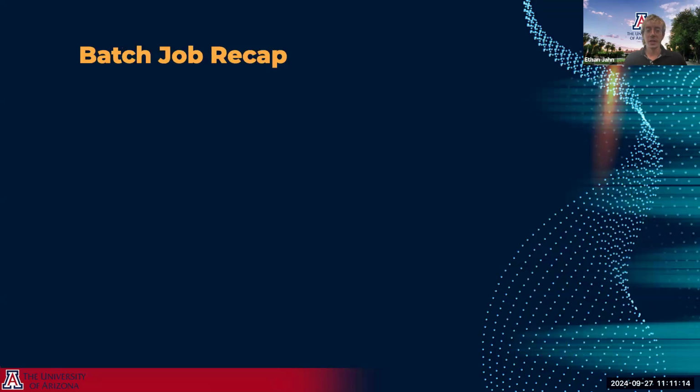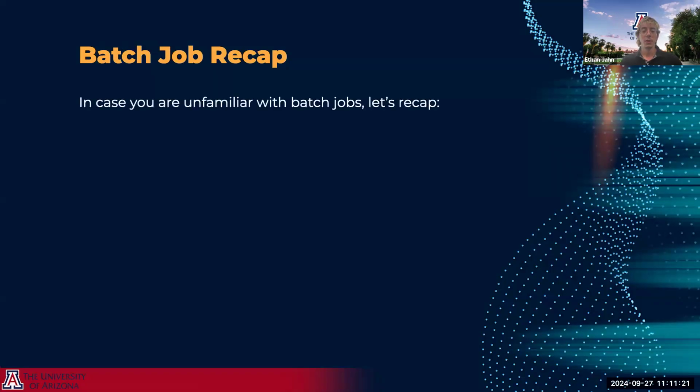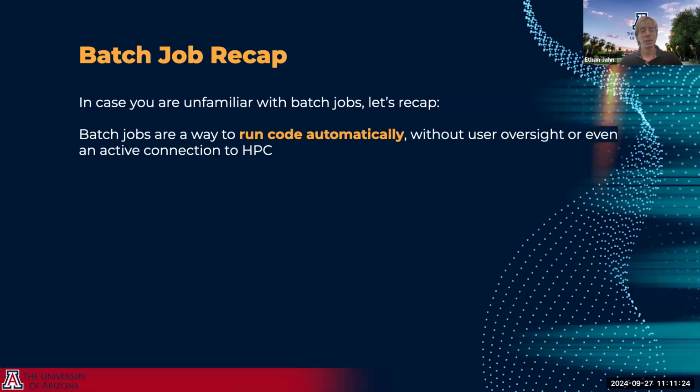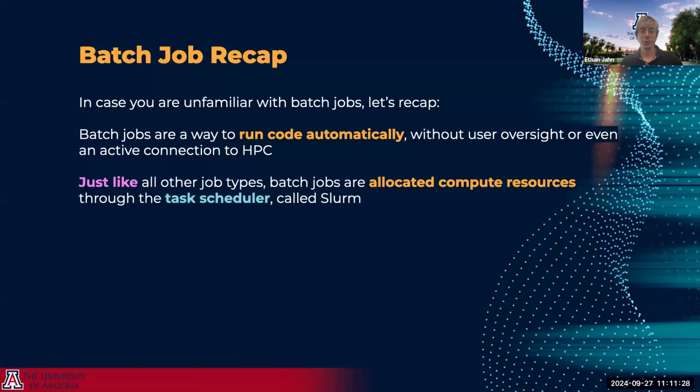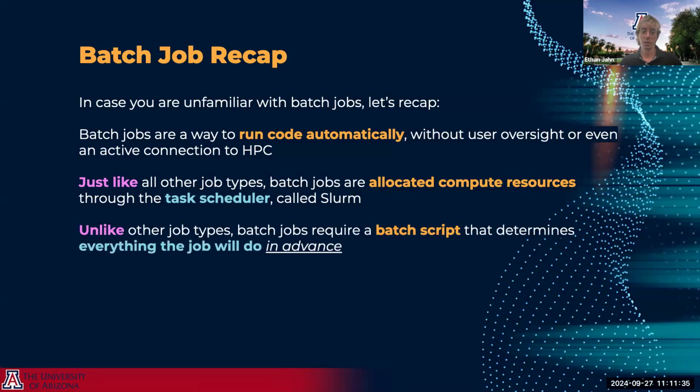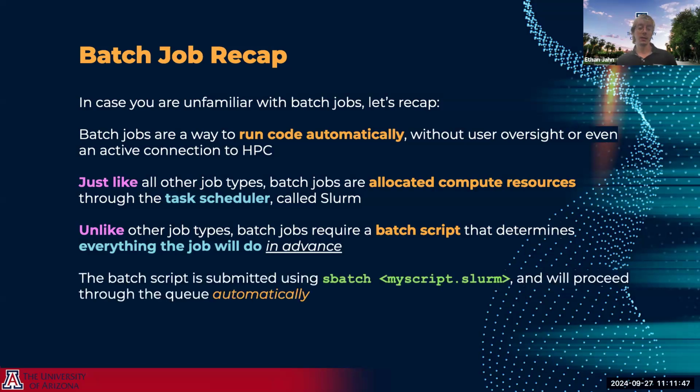So just as a quick recap of batch jobs, this is another type of job that you can run on the HPC using the terminal. Let's recap real quick. Batch jobs are a way to run code automatically without user oversight or even an active connection to the HPC. Just like all other job types, batch jobs are allocated compute resources through the task scheduler. Unlike other job types, batch jobs require a batch script that determines everything the job will do, including the resources that the job needs, such as CPUs, etc., in advance.